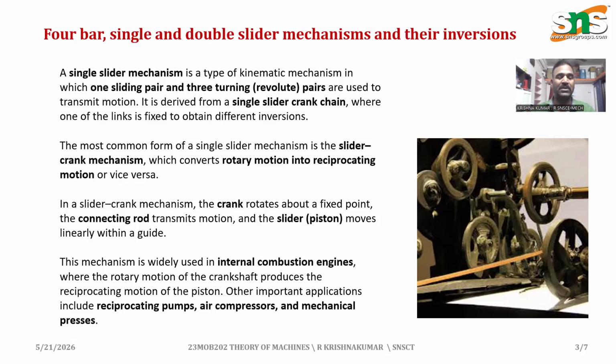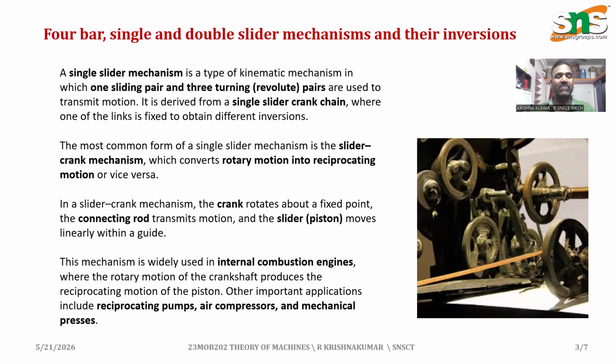4-bar mechanisms are extensively used in automobile steering systems, robotic arms, folding mechanisms, suspension systems, and mechanical presses because of their simplicity, reliability, and ease of manufacturing. Their ability to convert rotary motion into oscillating motion or reciprocating motion makes them highly useful in industry machinery.